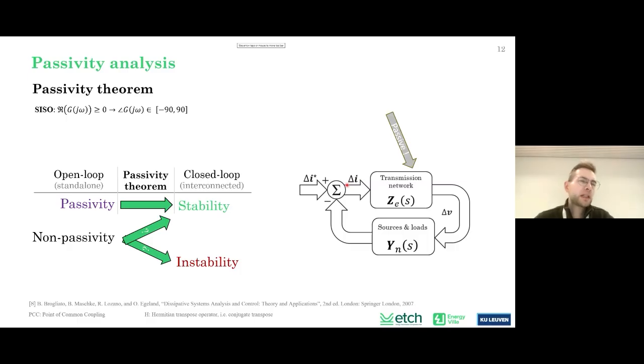In case of SISO, it means that the real part of the transfer function is 0 or greater than 0. This means that the system is phase bounded. And this is very intuitive in case of a SISO system.